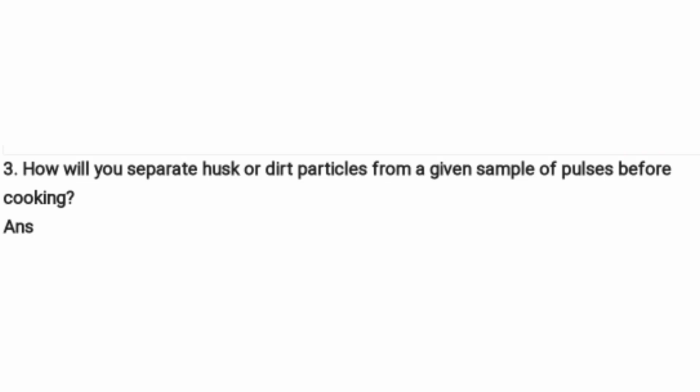Third question is, how will you separate husk or dirt particles from the given examples of pulses before cooking? The answer is, husk or dirt particles can be separated by winnowing. Being lighter, they will fall away from the pulses.